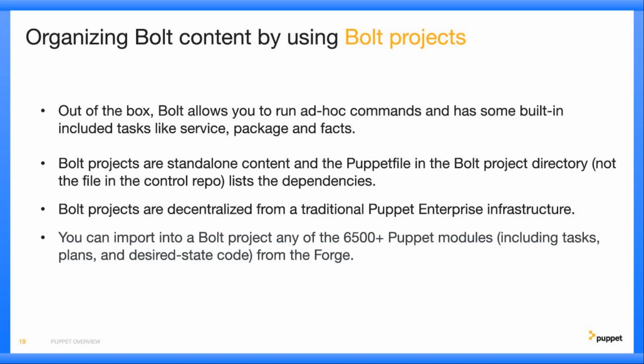So it's decentralized from traditional Puppet Enterprise because it has its own Puppetfile, and you can import into Bolt projects any of the more than 6,500 Puppet modules on our Forge, forge.puppet.com, so you can download the modules. It can be task plans or traditional Puppet code from the Forge, and then use that in your Bolt projects.